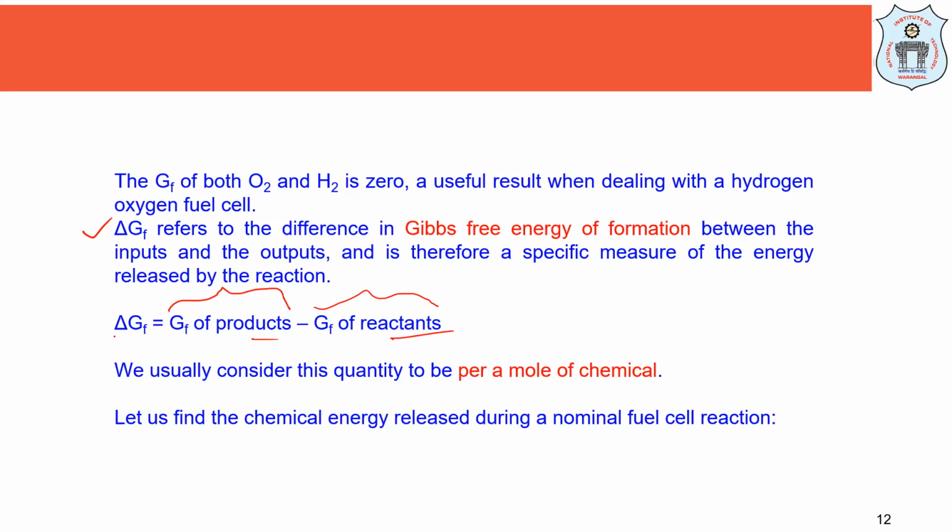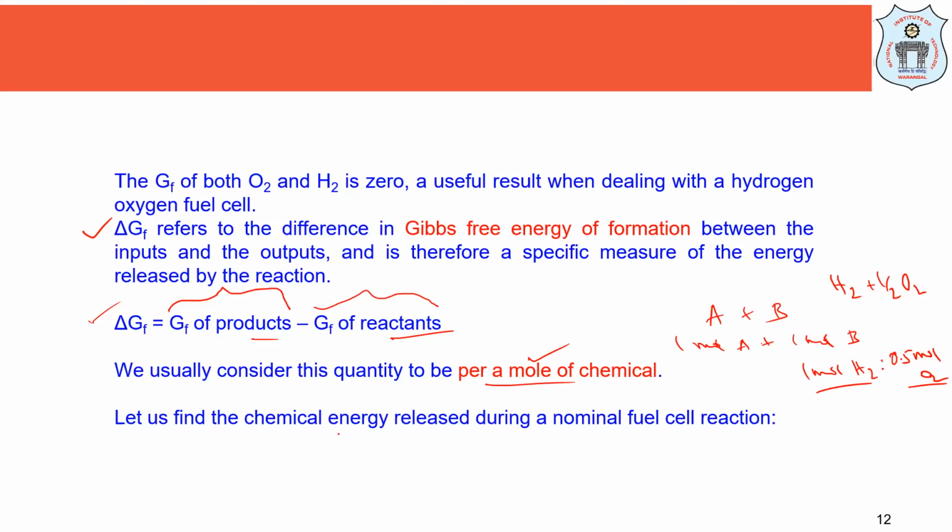So this minus this gives us the change in Gibbs free energy of the reaction. We write it per mole. Usually we consider this quantity to be per mole of the substance, because when we write A plus B, we say 1 mole of A plus 1 mole of B. In our case, it is H2 plus 0.5 O2. So we can say 1 mole of hydrogen reacts with 0.5 moles of oxygen. That is the reactant ratio being used, so we refer to it per mole of a chemical.